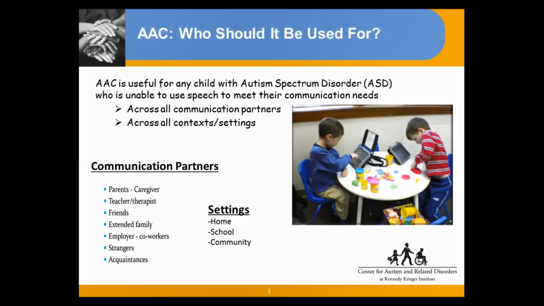So it's really important when we're thinking about who we should be using AAC for, and whether a child warrants an assistive technology or AAC evaluation, for us to really think about how well they're communicating, not just in one environment, but in all environments and across all the people that they would need to communicate with.